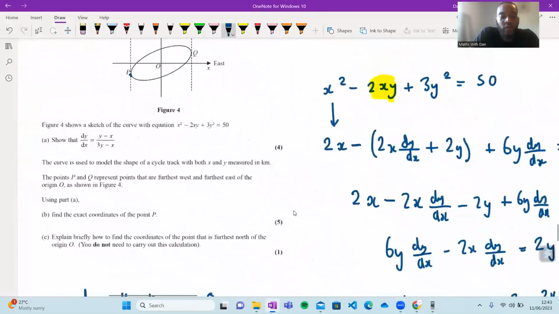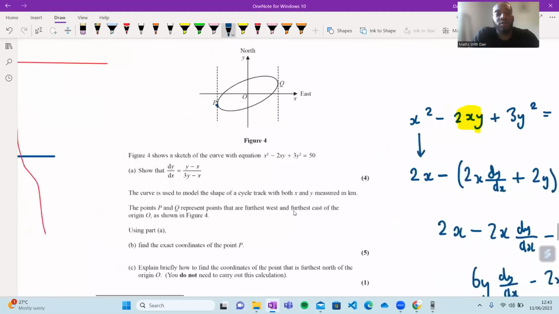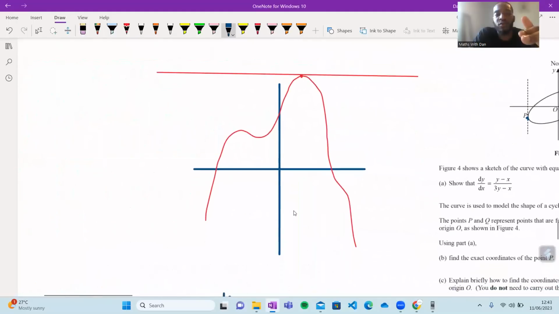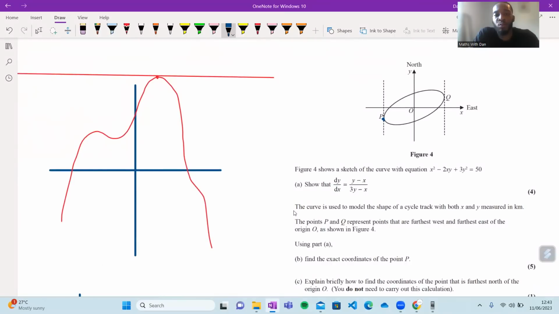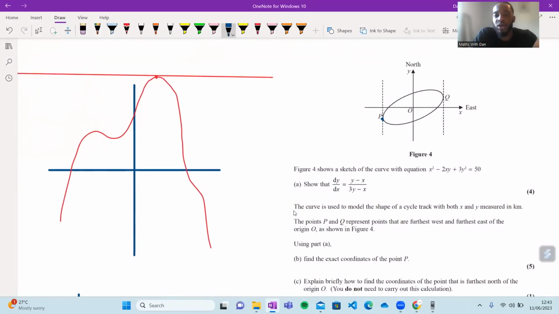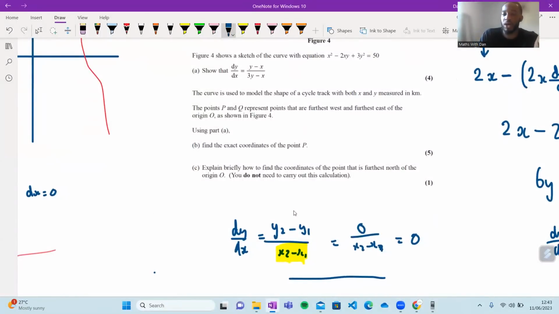that is furthest north of the origin. You do not need to carry out this calculation. Well, that's fine, because remember what we did at the beginning. Furthest north would be the maximum height. And we know that the tangent line is horizontal there. So what we would do in this case is, instead of making the denominator 0, we would make y minus x equal 0, the numerator. Y minus x equals 0 will give us y equals x. Then we plug this back into here, and so on.